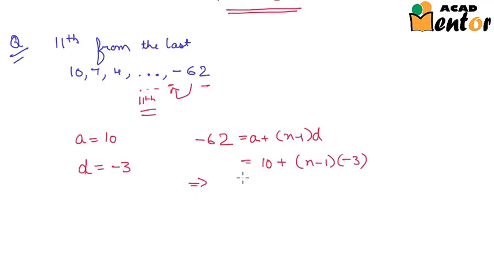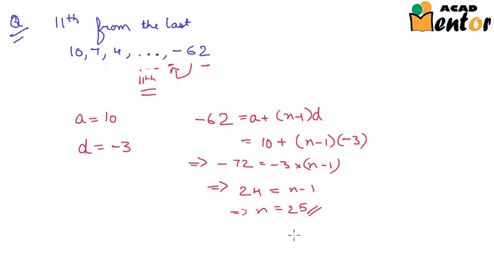This implies minus 72 is equal to negative 3 multiplied by (n minus 1), or 24 is equal to n minus 1, or n equals 25. So negative 62 is nothing but the 25th term. Now the 11th term from the back would be the (25 minus 11 plus 1)th term from the front.